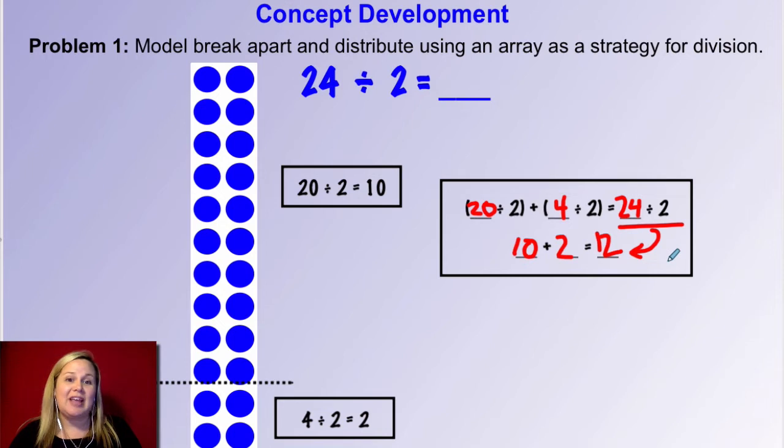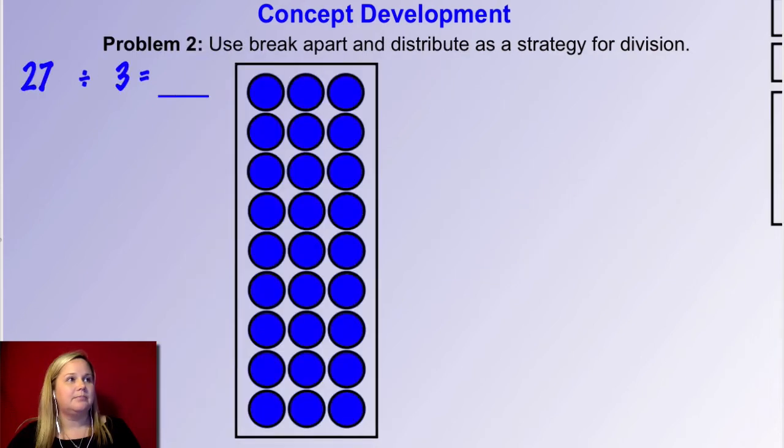Okay, so we just added the quotients of 2 smaller facts to find the quotient of a larger one. So we're using that break apart and divide strategy, also known as the distributive property, to break apart a larger factor into smaller ones to make our division easier for us to solve. Okay, so good job with that one, friends. Let's take a look at another example.